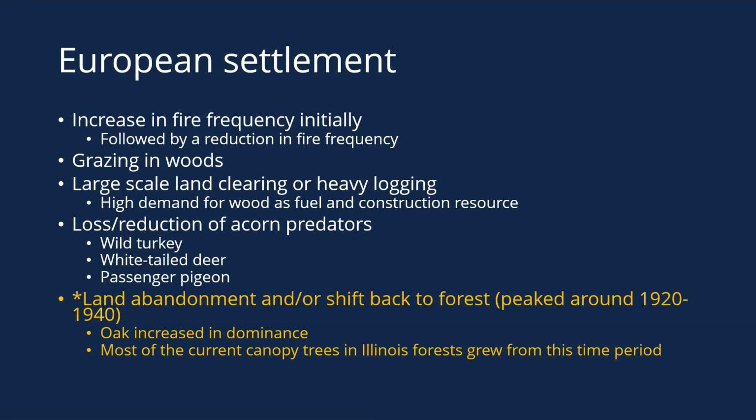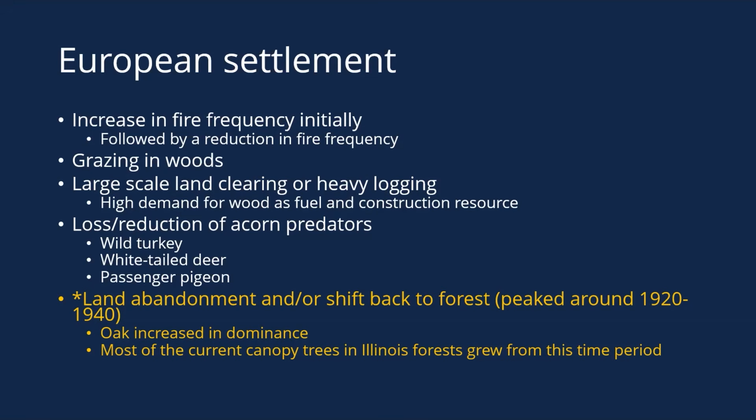And at the same time, we saw a great reduction in some of the major acorn predators on the landscape. Wild turkey and white-tailed deer both were basically extirpated out of Illinois. Their populations went down to very close to zero. Passenger pigeons certainly fed on a lot of acorns, and obviously, as everybody knows, were driven to extinction. So we saw a loss in all these major acorn predators.